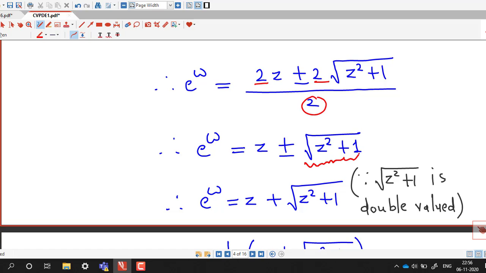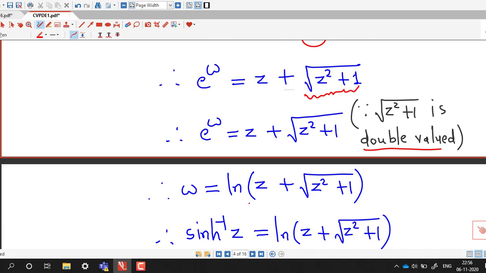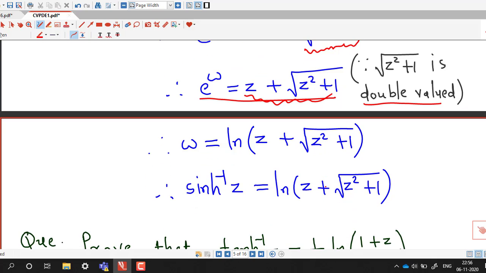But this square root of z square plus 1 is a double valued function, so we can ignore the negative sign here. So we write only the positive sign. And then using the definition of logarithmic function, e raised to w equal to z plus square root of z square plus 1 implies w equal to log of this right hand side, which is z plus square root of z square plus 1. And our w is nothing but sine hyperbolic inverse z. So sine hyperbolic inverse z is nothing but log of z plus square root of z square plus 1.